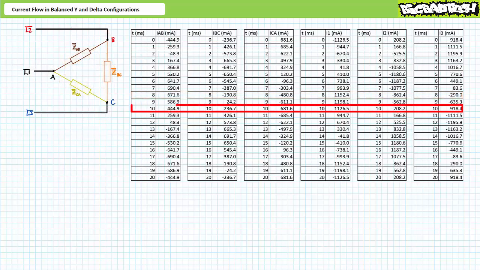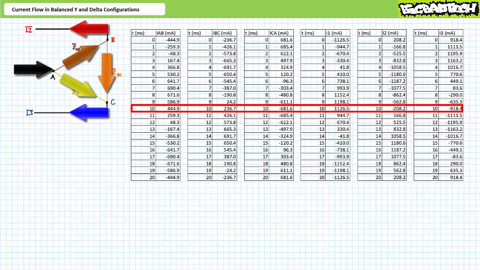At t equals 10 milliseconds, 444.9 milliamperes of current travels A to B, 236.7 milliamperes of current travels B to C, and 681.6 milliamperes of current travels A to C.